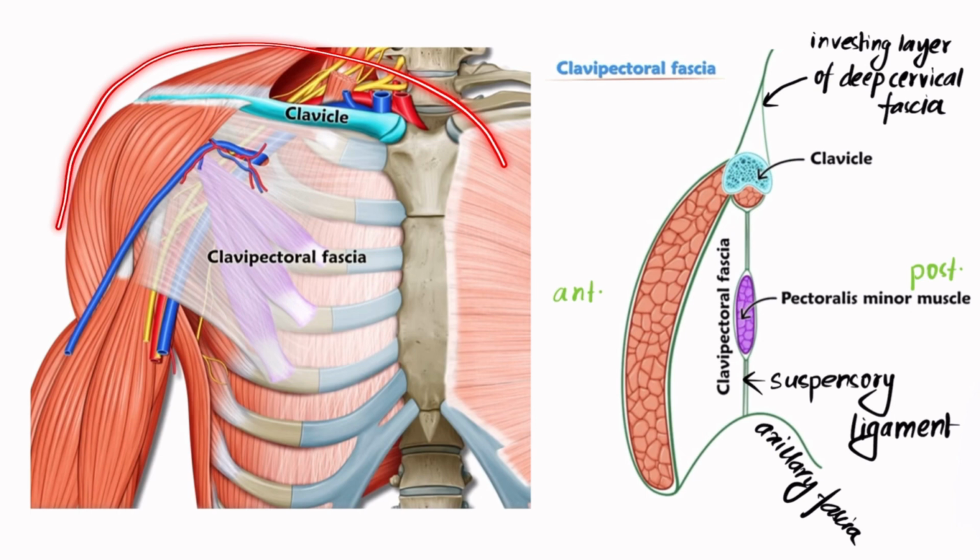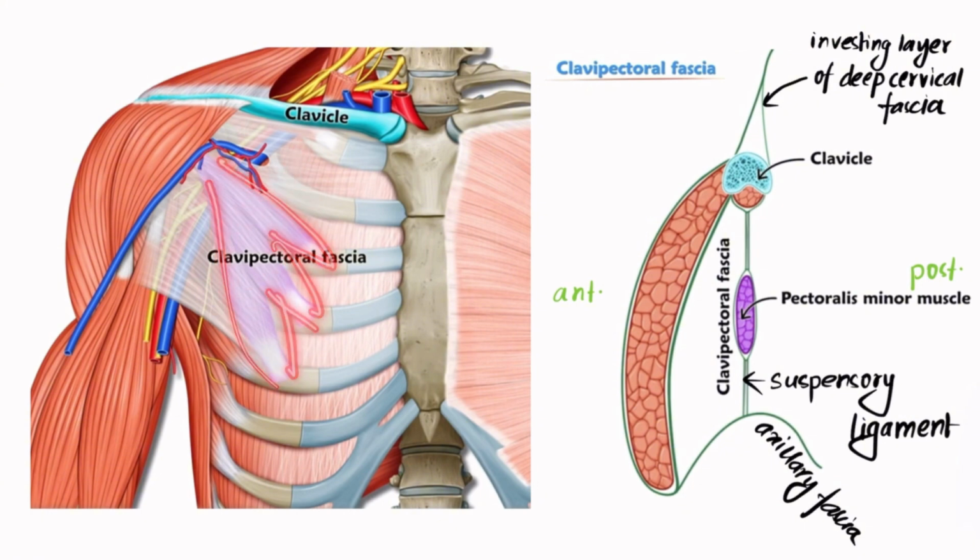So let me show the boundaries of the clavipectoral fascia here. Superiorly, it arises from the clavicle. Superiorly, it splits into two lamina to cover the subclavius muscle. The lamina that is present posteriorly extends as the investing layer of deep cervical fascia, which is present at the neck region. The fascia continues and splits again inferiorly to cover the pectoralis minor muscle. It then continues to form the suspensory ligament for the axillary fascia.